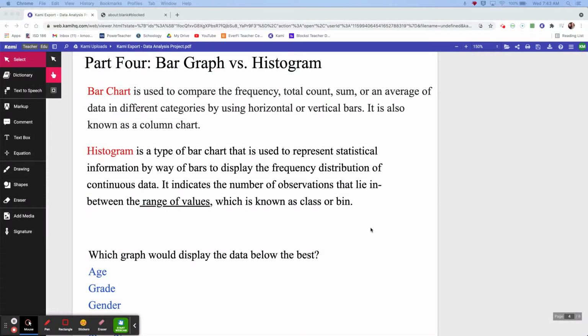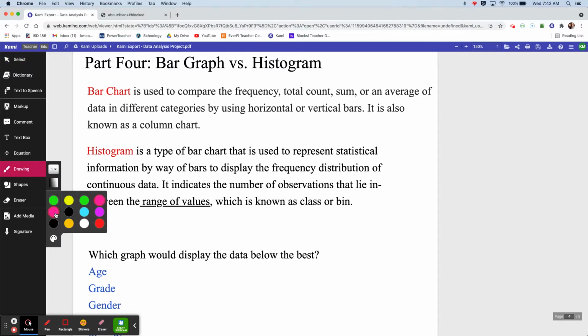Okay, so in part 4, you are going to do a bar graph and a histogram. Now, when you look at bar charts and histograms, they're very similar, but there are some differences between them. A bar chart is used to compare, normally, total count, frequency, sums, averages, and different categories. They can also be horizontal and vertical, and it's also known as a column chart.